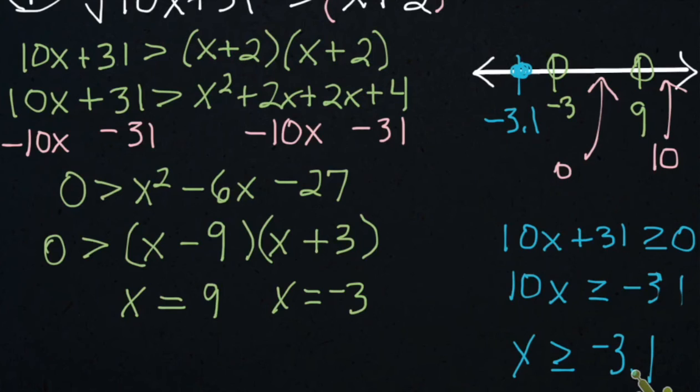When I plug in 0, I get a check. It is shaded in the middle. Well, we already knew from the 3.1 we were headed to the right. So we know we're going to shade all in here as well. 10, however, doesn't check. So we're not going to shade for 10. So my shading goes from the 3.1 all the way to the 9. So in interval notation, I would put a square bracket, negative 3.1, comma, 9 with a parenthesis.